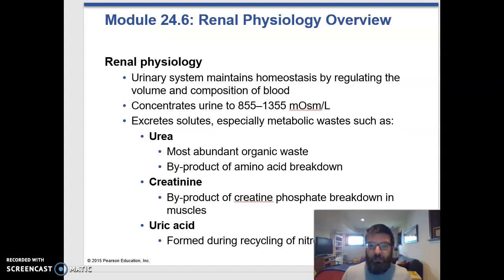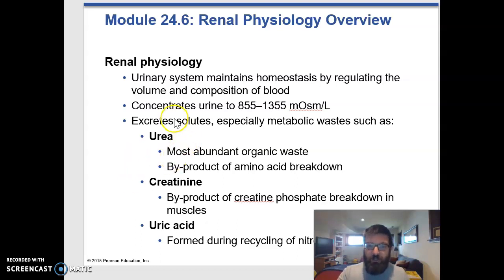So what does our urine look like? Well, we're getting rid of nitrogenous wastes, and that includes uric acid, which is formed when we break down RNA and have nitrogenous waste. We also have nitrogenous waste from creatinine. If you recall from last semester, creatine phosphate was a molecule that we used to make ATP very quickly in the muscles when we needed it. That's also a nitrogenous product, and when we break it down, we create nitrogenous waste.